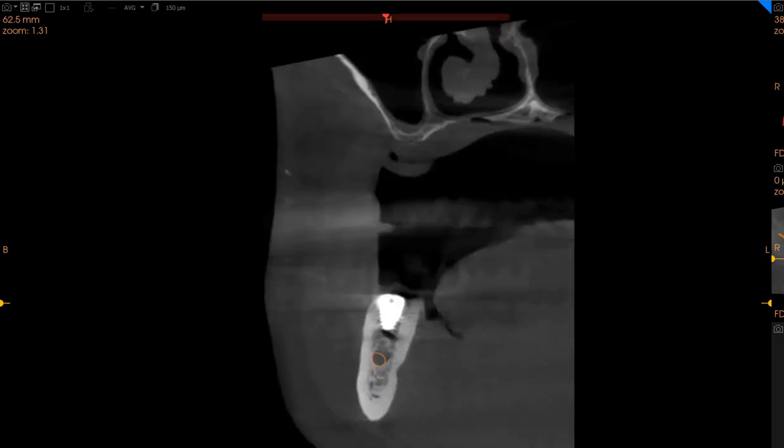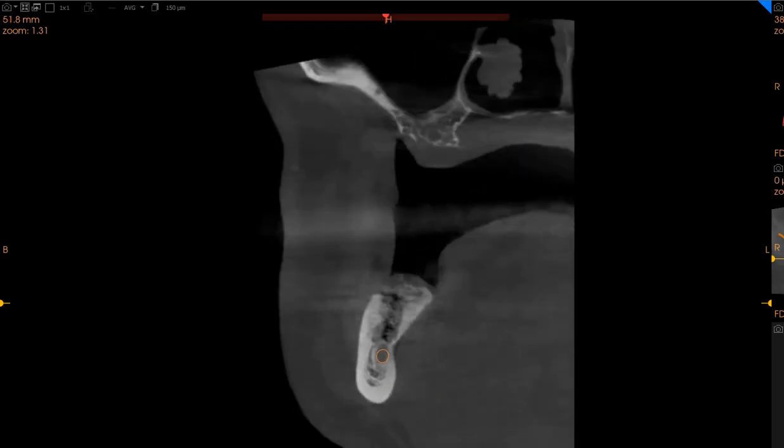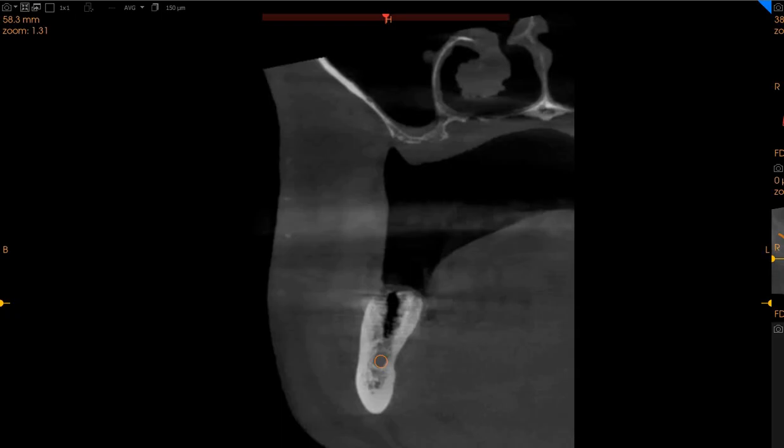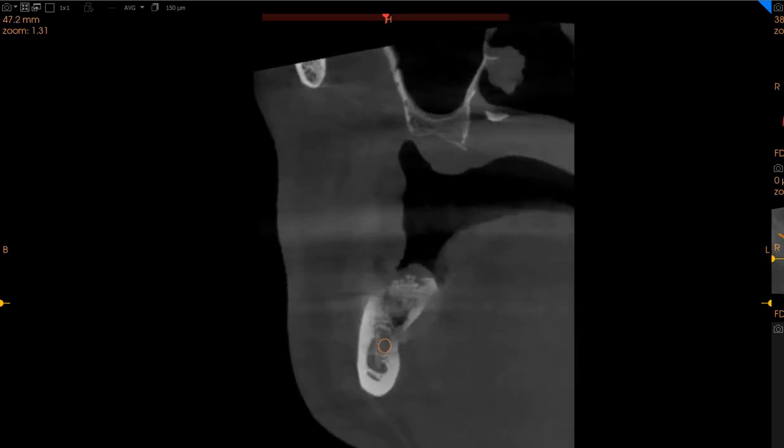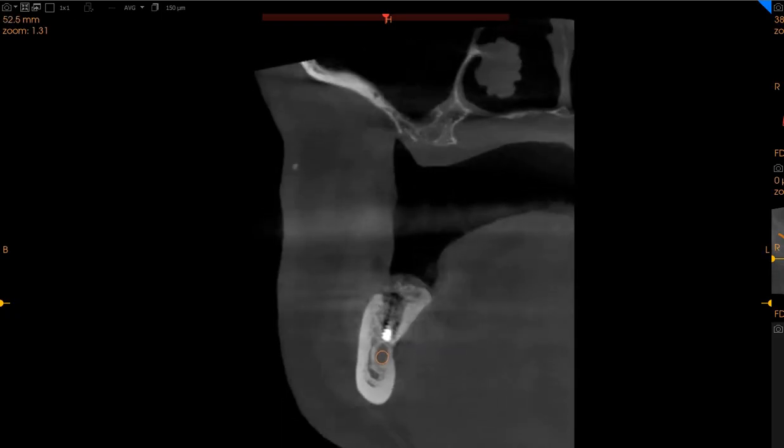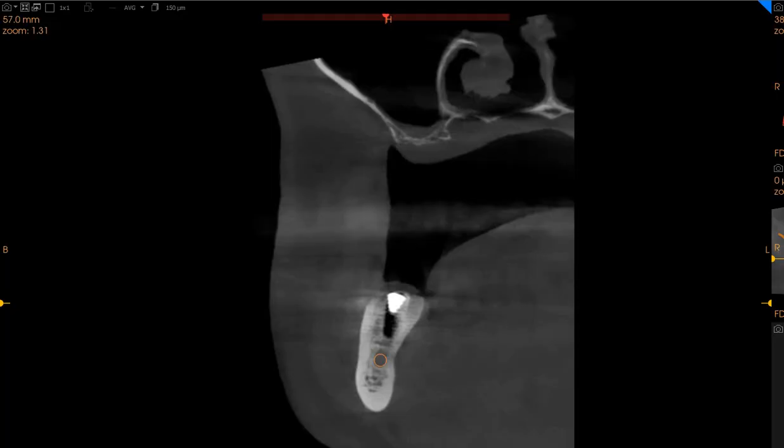But then when we move towards the molar region, you can see we've got absolutely no bone in the first and second molar region. 8 has a slight bit close to the tuberosity, so a sinus lift will be needed.